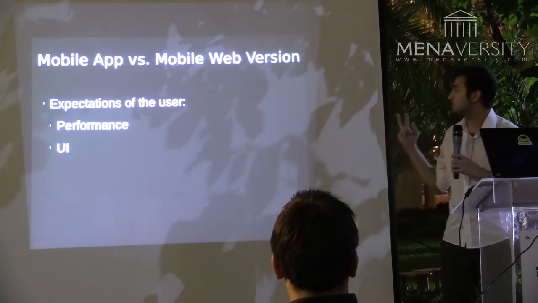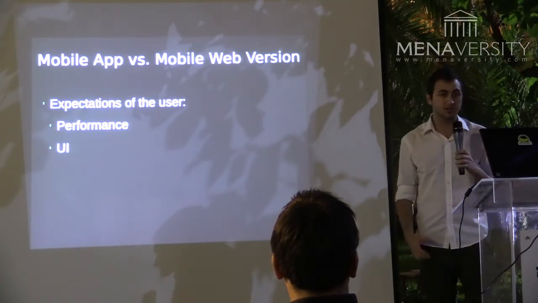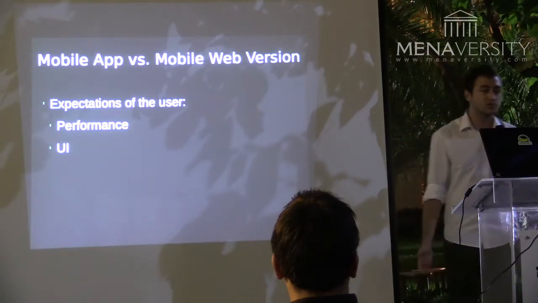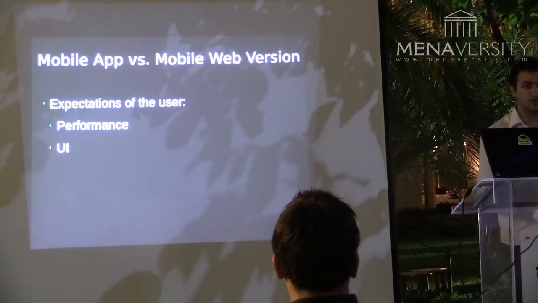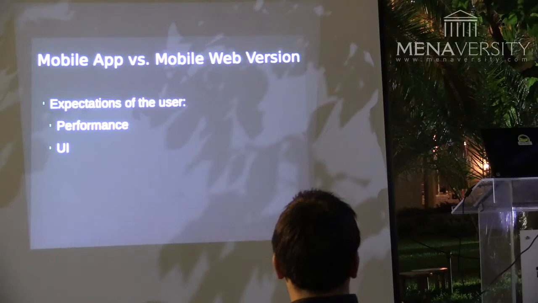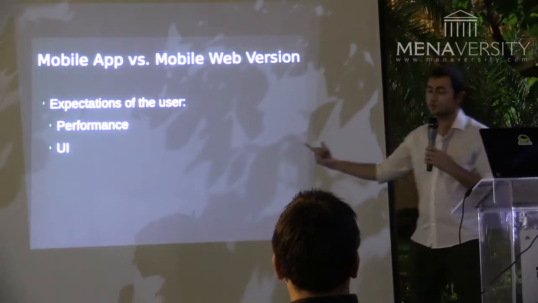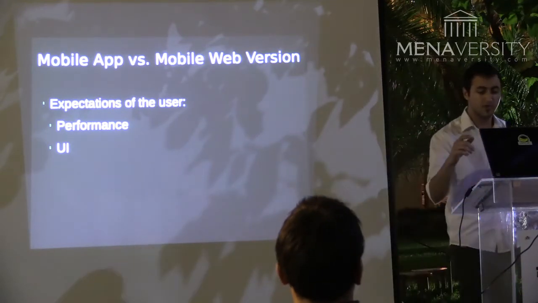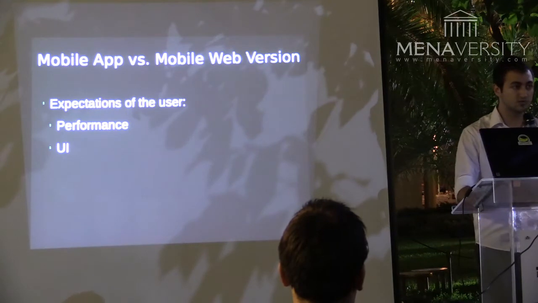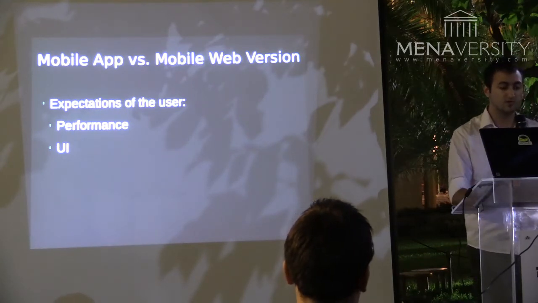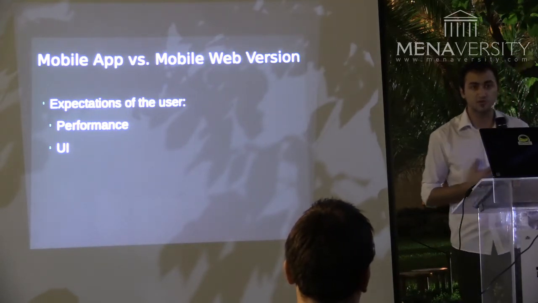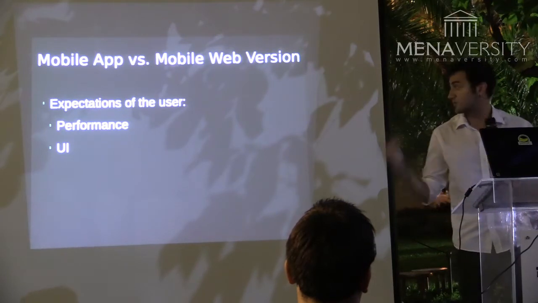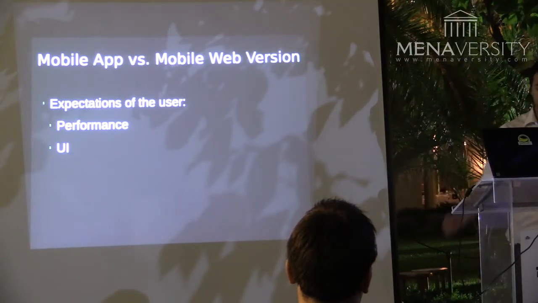The difference between these two arises from different expectations of the user. You do not expect native performance when you're browsing mobile.twitter.com, nor a native UI, whereas you do expect native performance and a native UI when you're using Twitter for Android and Twitter for iPhone. This presentation is going to be about JavaScript used in HTML5 mobile apps. My personal experience was with Adobe PhoneGap, but everything should apply to other frameworks.